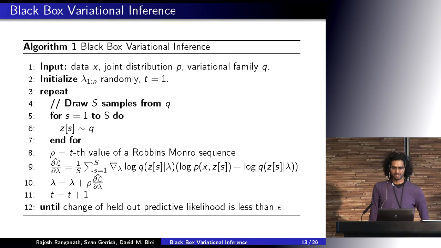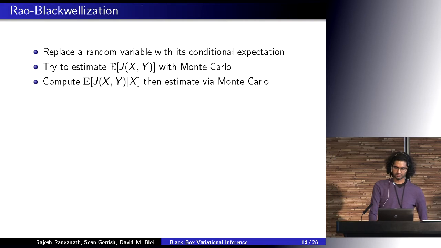But unfortunately, the variance of the estimator can be very high. And we address this in two ways. First, we address this with Rao-Blackwellization. Rao-Blackwellization basically says if you're trying to estimate the expectation of a function of two random variables, say with Monte Carlo, you want to take the conditional expectation with respect to one of them, and you get a lower variance estimate.